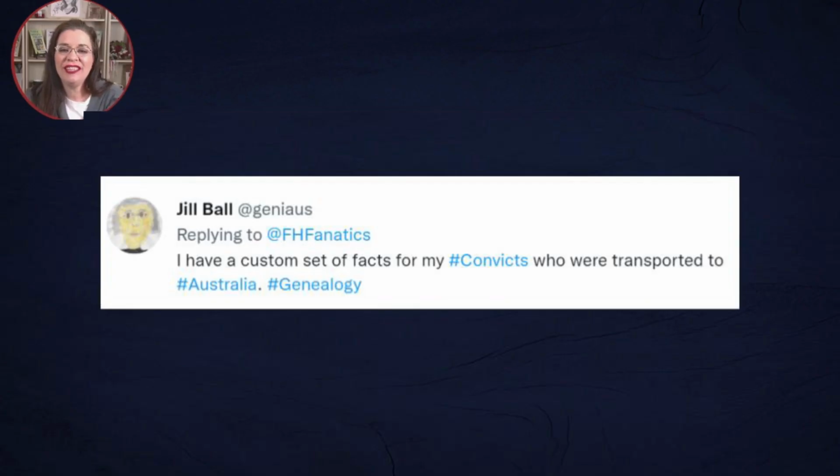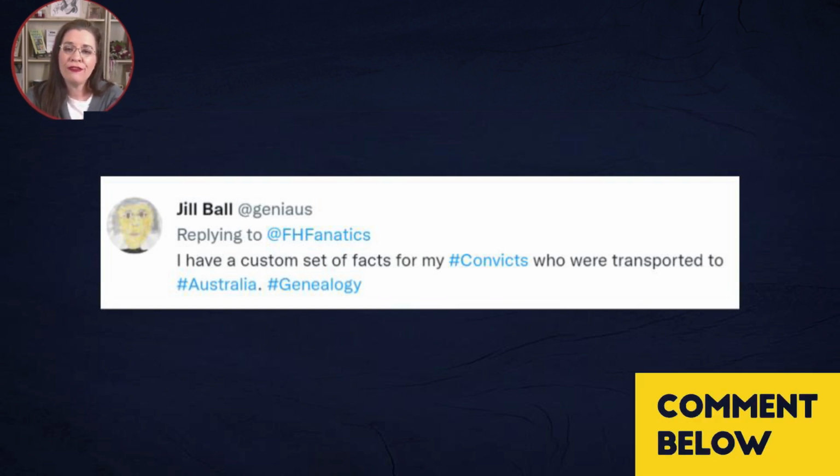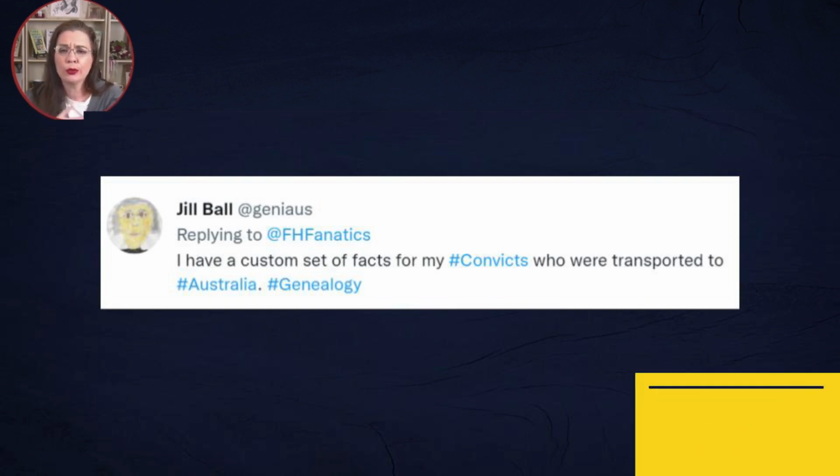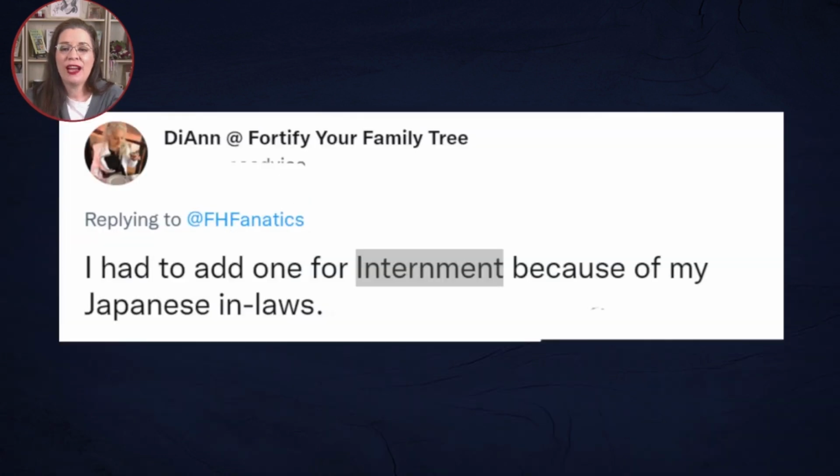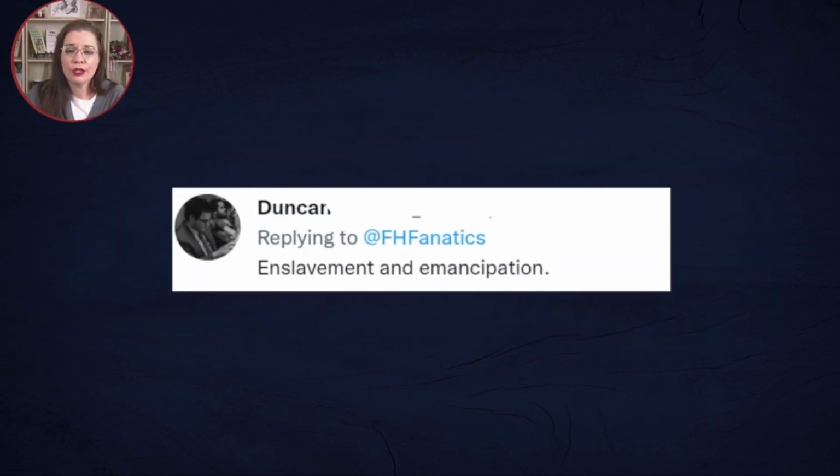This one from Genealogy mentions something that perhaps many Australians will want to add to their profiles. Well, Australians aren't the only ones with convicts in their family tree. Just seeing her mention that detail made me consider what other facts would be country or regionally specific. Fortify Your Family Tree recommended a variation of a burial date due to practices within Japanese ancestry. Duncan also wanted to highlight enslavement and emancipation.